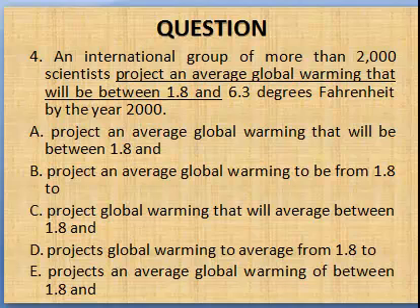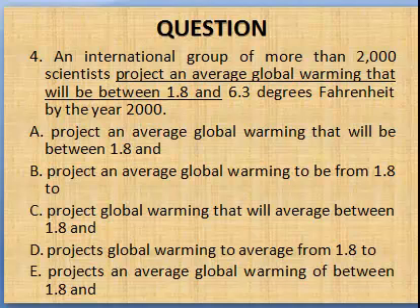An international group of more than 2000 scientists projected an average global warming that will be between 1.8 and 6.3 degree Fahrenheit by year 2000. Okay, now whenever I see this question, I would say that from, to, until then, these are some idioms that are used. Projected average that will be between, projected average to be from to, that will average between and, from 1.8 to 6.3 Fahrenheit. So global warming should be between, from and to, that's of course there.